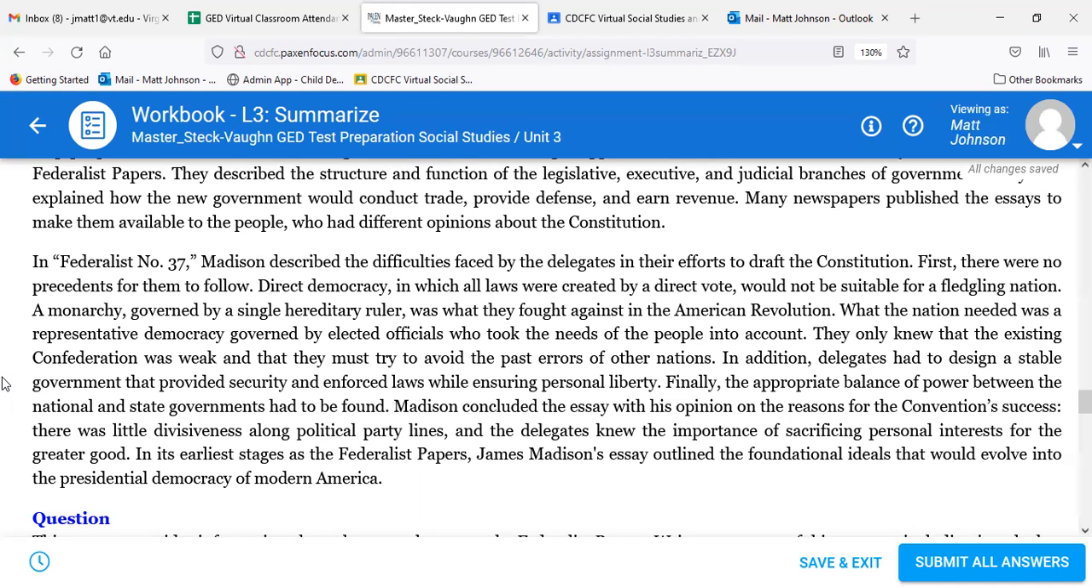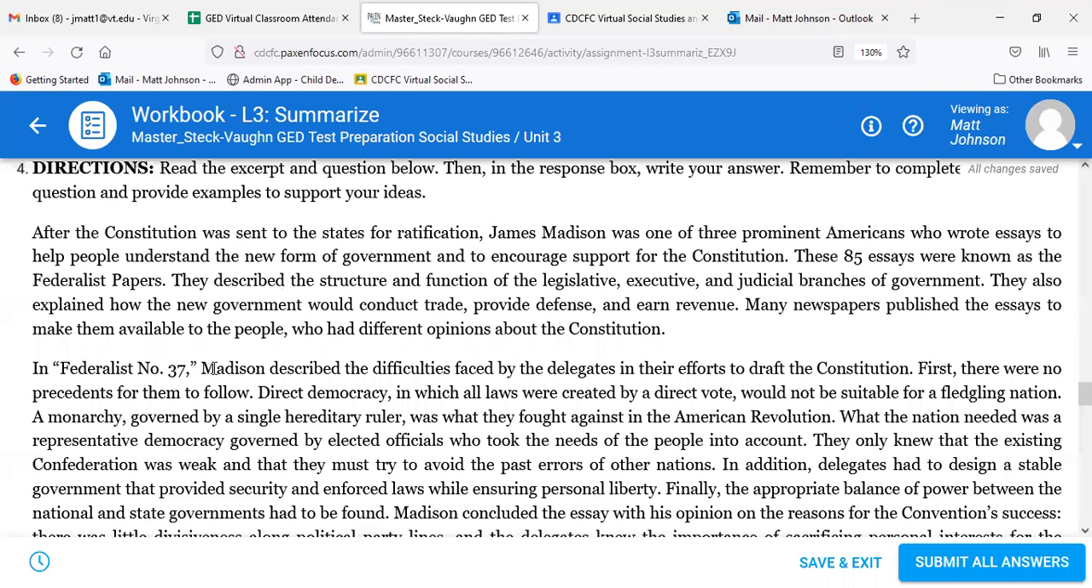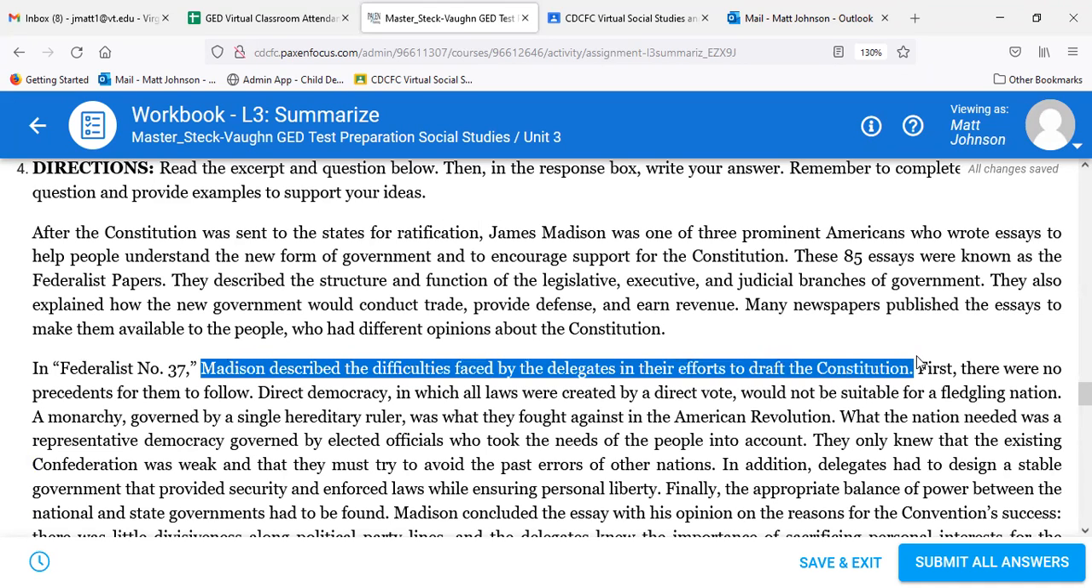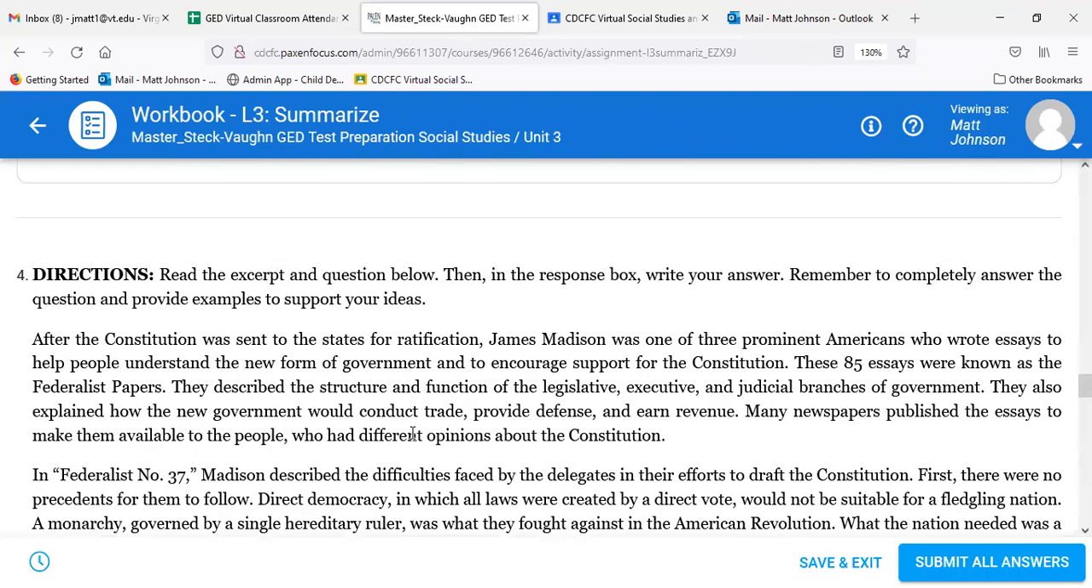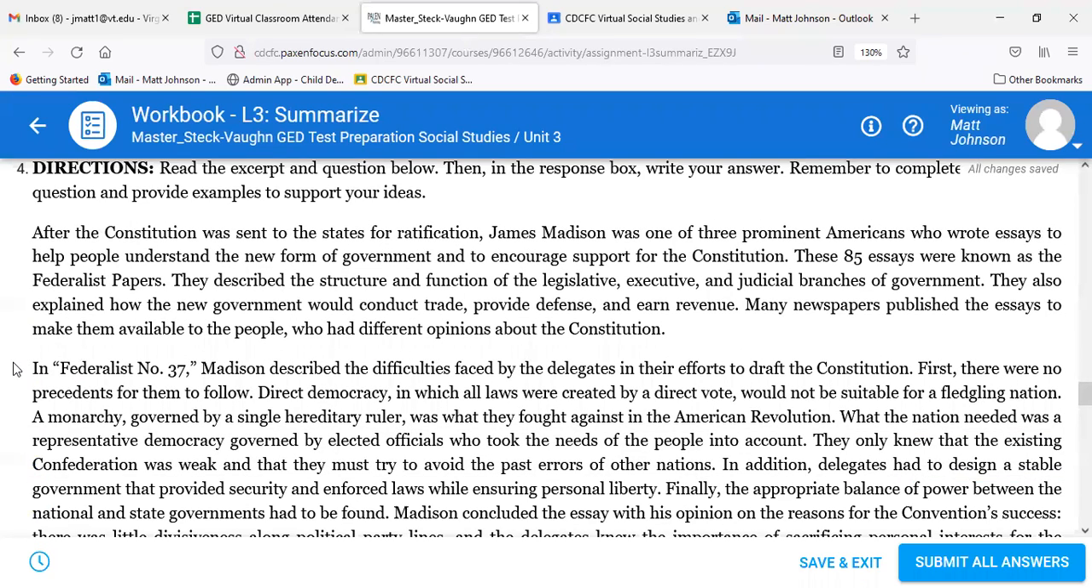What's that topic sentence at the beginning say? Madison described the difficulties faced by the delegates in their effort to draft the Constitution. Okay, so the benefits of a representative democracy, and right before that, the difficulties, right? The difficulties in creating a new government.